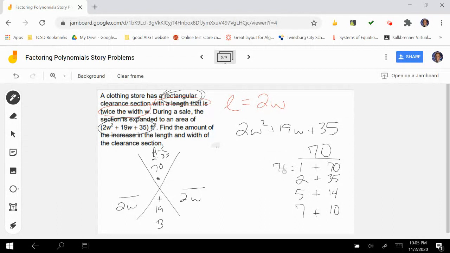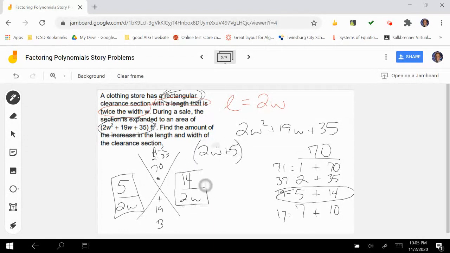And we get 71, 37, 19, and 17. So these are all possible b values. Which one are they telling me to pay attention to? 5 and 14. So once you get those side wedges, we try to simplify here. Can we simplify 2w and 5? No. So that's going to go bottoms up. And then 14 and 2, that will simplify to 7 over 1w. Bottoms up, we get w plus 7.